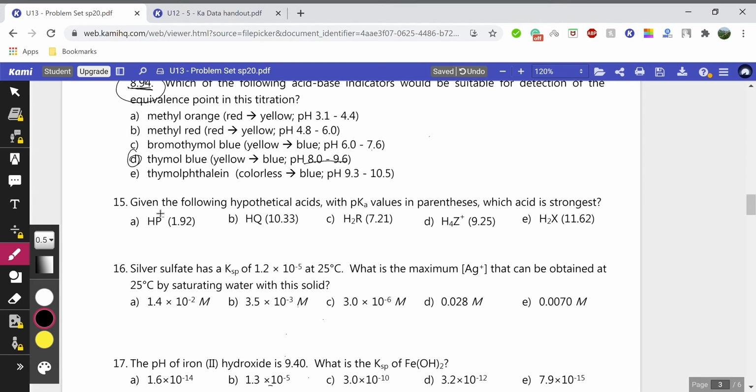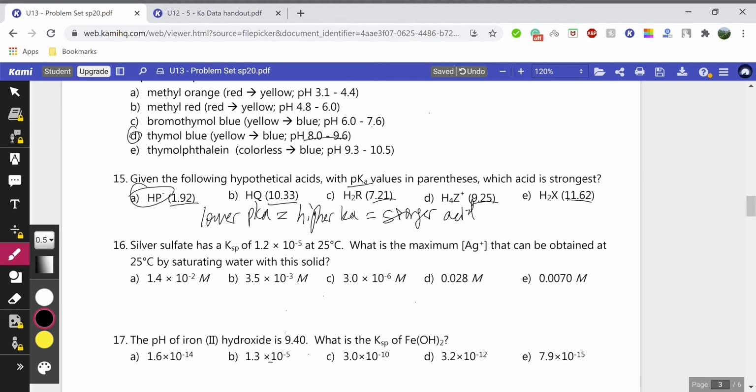Next, given the following hypothetical acids, the pKa values are in parentheses. Which acid is the strongest? Again, lower pKa equals higher Ka equals stronger acid. So which of these has the lowest pKa? The pKa values are in the parentheses, so it's 1.9, 10, 7, 9, and 11. Our weakest one will be A, HP minus.